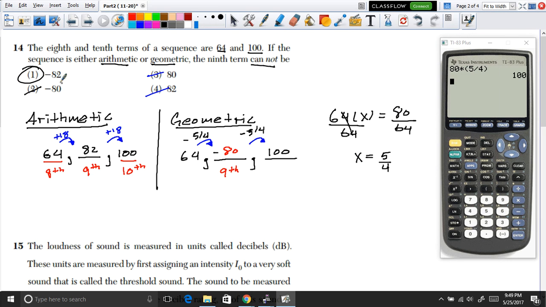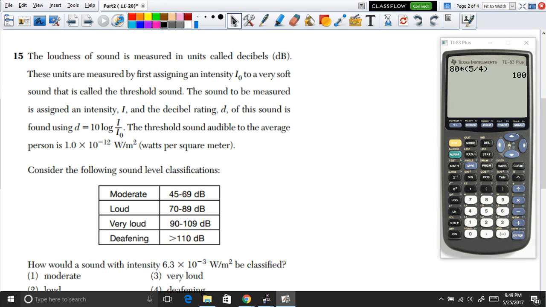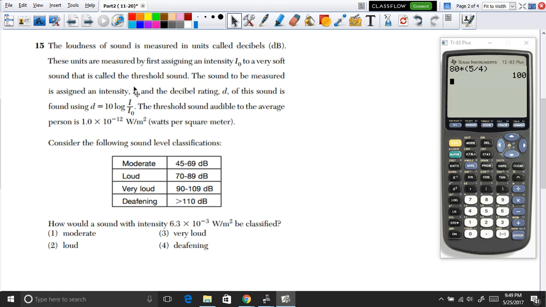Oops, sorry about that. All right, so let's continue here. If we look at question 15 now, you can read the problem on your own. But the question here is that we've been given a formula, which is given right here, which is d is equal to 10 log of I over I naught.